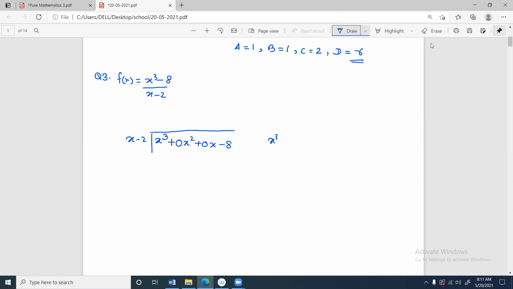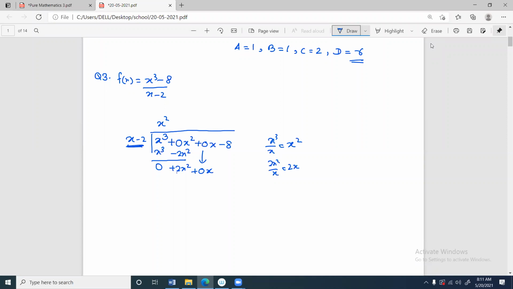Then x cubed: how many x terms are there in x cubed? That is x squared. Write it here. Then multiply this entire expression by x squared. x squared into x is x cubed. x squared into minus 2 is minus 2x squared. Then subtract it. x cubed minus x cubed is 0. 0x squared minus minus 2, don't misunderstand this operation: 0 minus minus 2 is plus 2x squared. Then take the next term down. Though it's 0, just keep it as it is. Then see how many x terms there are for 2x squared.